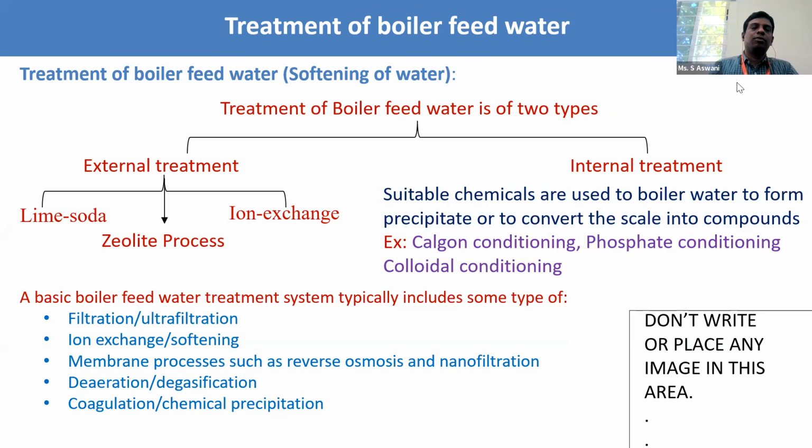This is one of the softening techniques, and the membrane reverse osmosis method, and nanofiltration. This is also called the nanofiltration method, deaeration, degasification, and coagulation, the chemical precipitation method. These are the external treatment methods. Do you understand? These are the boiler feed water treatment techniques.